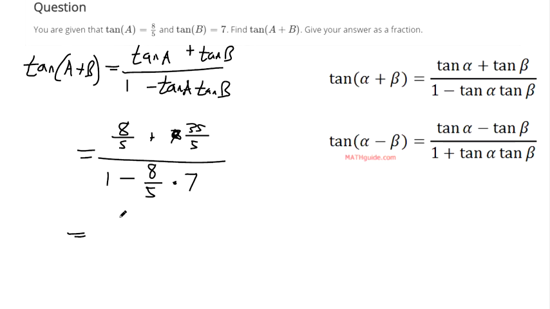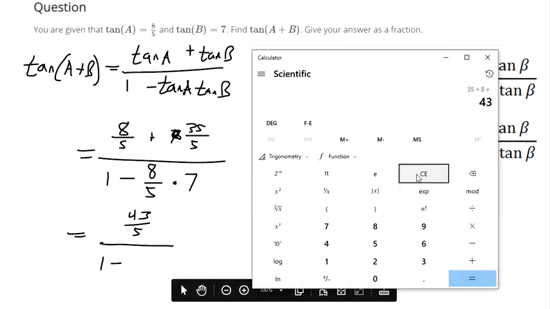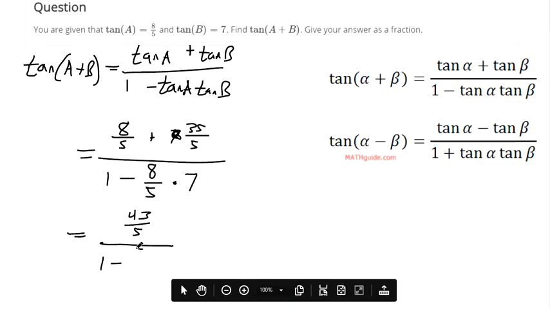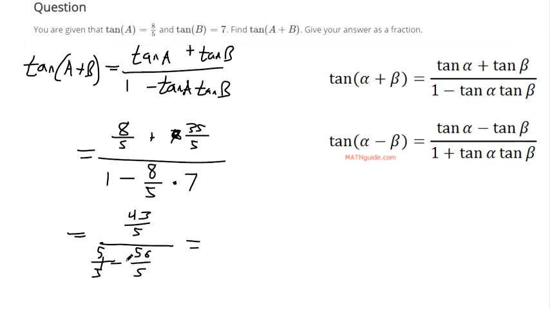43, there we go. So we got 43 over 5. And then the bottom, 8 over 5 times 7, so 8 times 7 makes 56 over 5. Just doing fraction arithmetic, right? So this is 5 over 5 if I cancel out that 1. And so in the denominator we got 5 minus 56, that makes negative 51 over 5. And in the numerator we have 43 over 5.